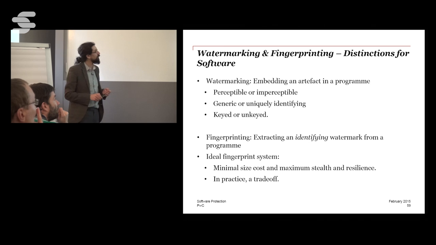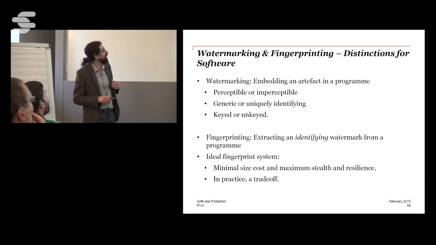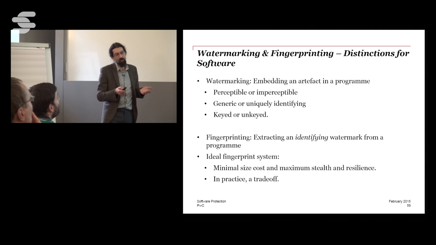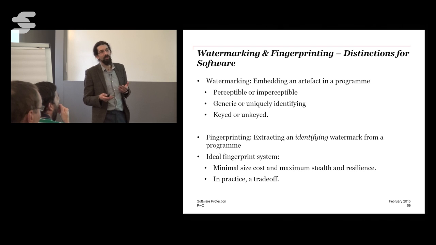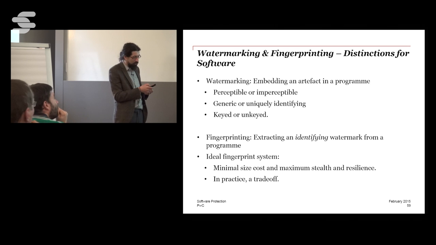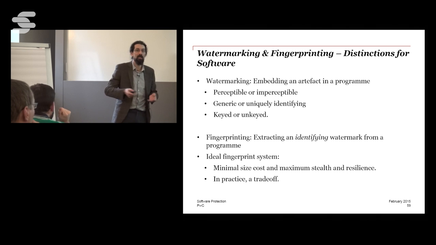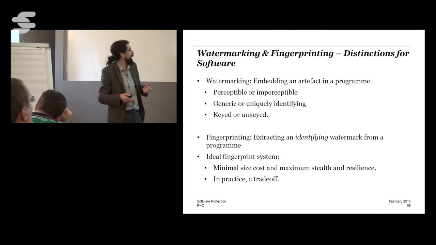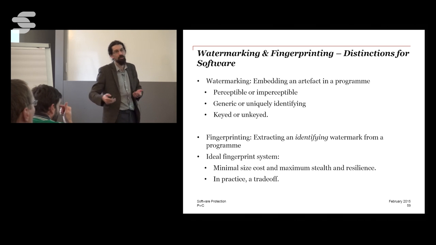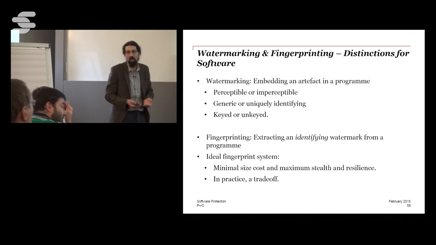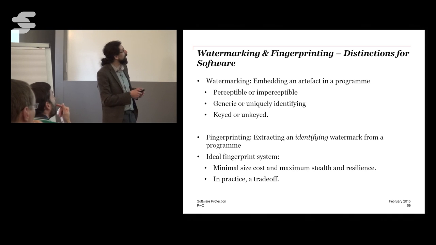In software, slightly different, that's the same idea. I think I've mentioned more or less that it can be perceptible or imperceptible, so hidden or not. It only really makes sense if you're not making it generic, so if you're including uniquely identifying information. If I buy a copy of IDA Pro or something, the license should uniquely identify me so that when I leak it on the internet, they can track it down and say, this is a license, this came from you, how come it's on the internet? The watermarking is embedding this thing.